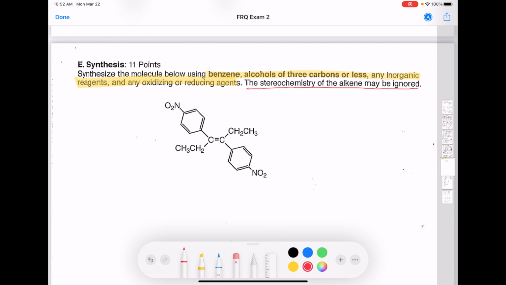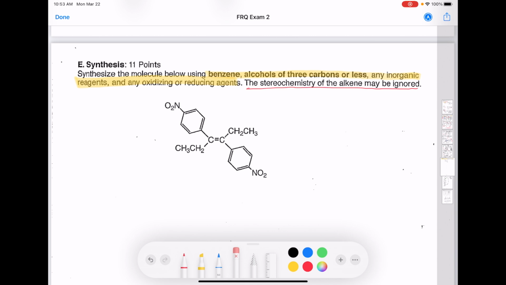Now we are in part E, the synthesis portion of this exam, and we are given the following molecule, and we're asked to synthesize it from benzene, alcohols of 3 carbons or less, any inorganic reagents, and any oxidizing or reducing agents. So we have our set of starting materials already defined. Our task is basically to break this molecule down all the way to its starting points via retrosynthesis.